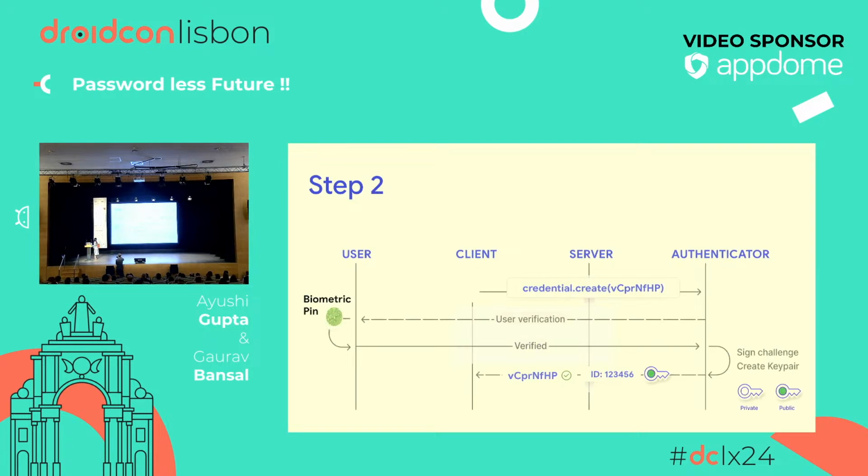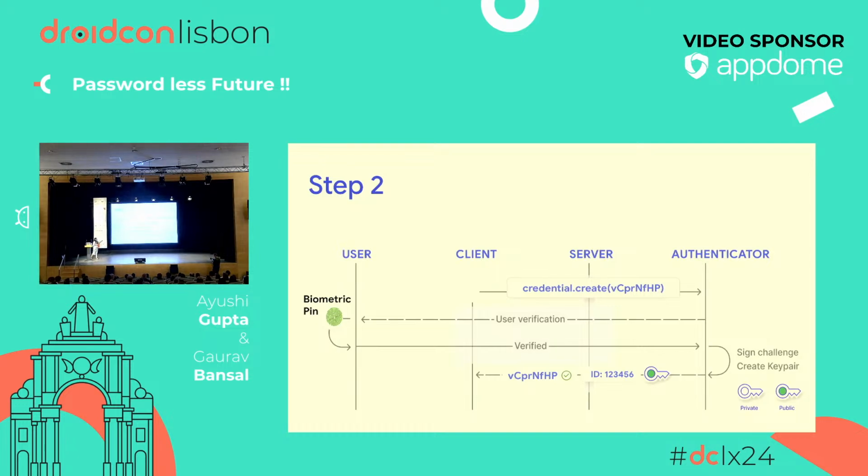Now, the server has created the challenge. It has given it back to the client. Now, the client calls the WebAuthn API to create a credential with that particular challenge. It's like handing over the challenge, which results in a key pair generation, which is a private key and a public key. The private key is the passkey.